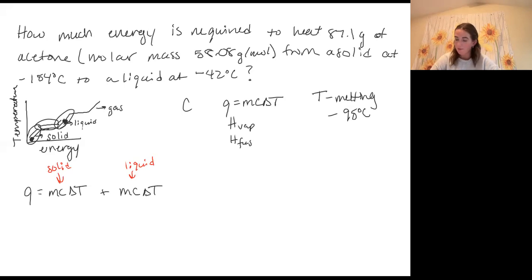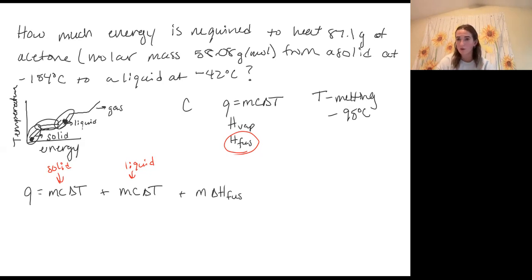Does anyone remember? Good, yep, so it's going to be that heat of fusion. So we also are going to use plus m delta H of fusion. Fusion is if you go from liquid to solid, but the direct opposite would be your melting temperature. So that's going to be used in both of them. Okay, so we can set this up.